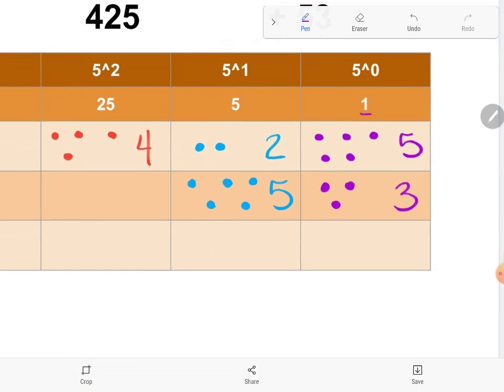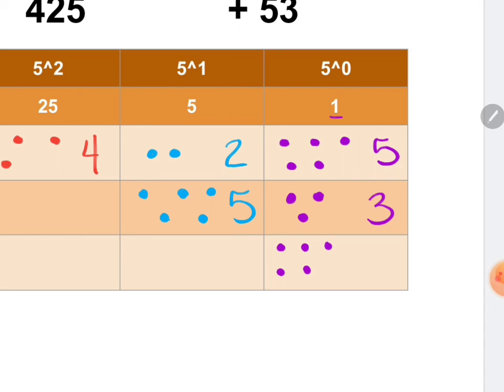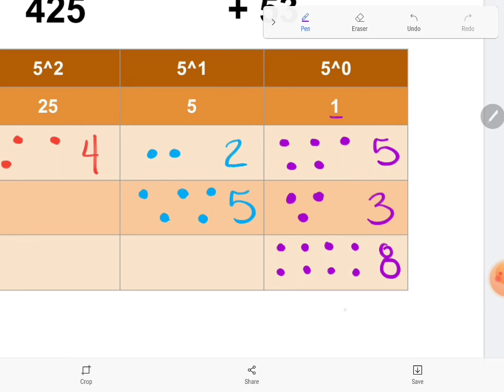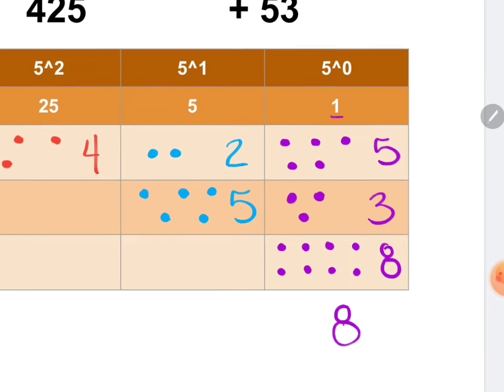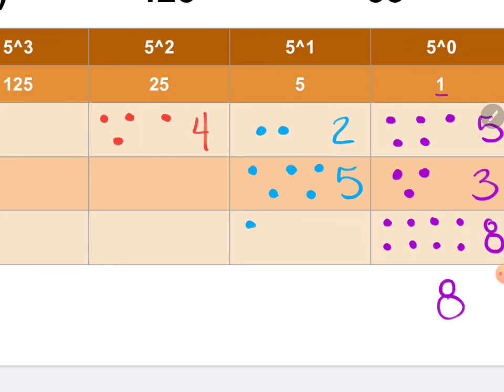Now in order to find the solution, we can start out with our ones place, and we're going to add by the column. For this column, we're going to do 5 plus 3, which is going to be 8 altogether. So we're going to have 1, 2, 3, 4, 5, 6, 7, 8 dots all together, which we'll put down here, 8. For our second column, we have a 2 and a 5, so it'll be 2 plus 5, which means we'll have 1, 2, 3, 4, 5, 6, 7 all together. Put a 7 down here as well.